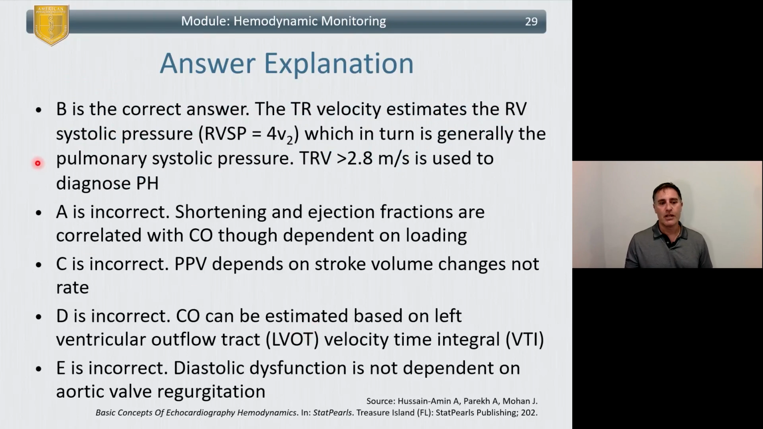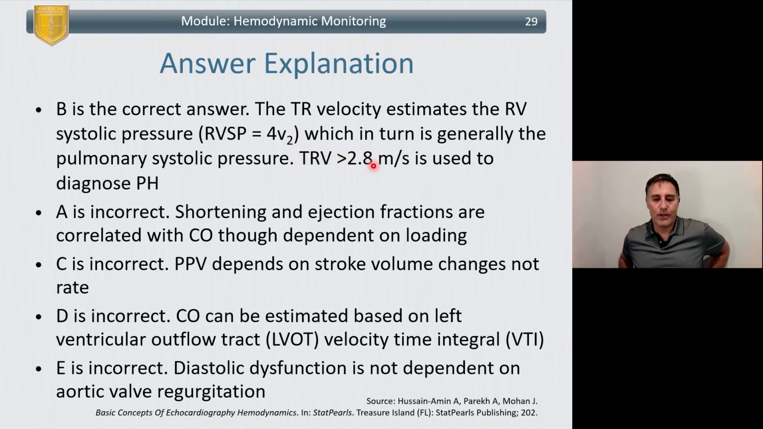So in this answer, we're talking about the ability of echo to use the TR velocity to estimate RV systolic pressure. The equation there is 4V squared, where V is the velocity of the tricuspid regurgitant jet. And generally speaking, if the TR velocity is greater than 2.8, that's diagnostic of PH.